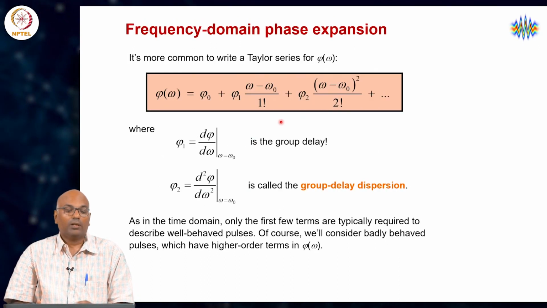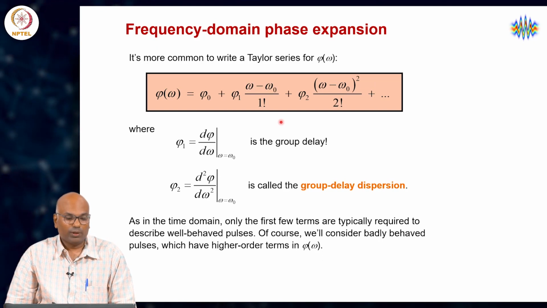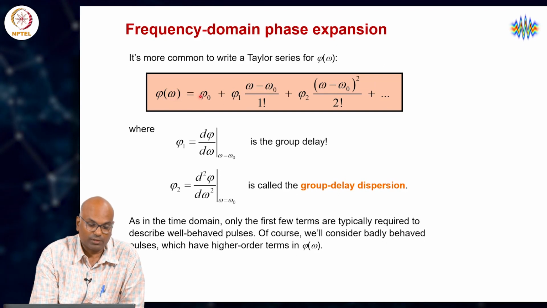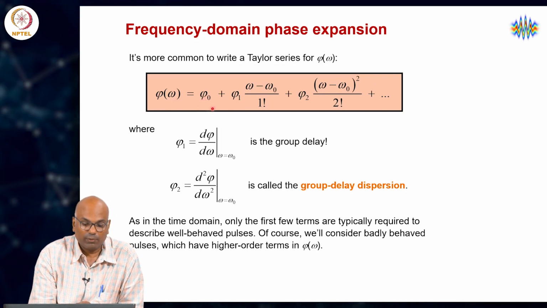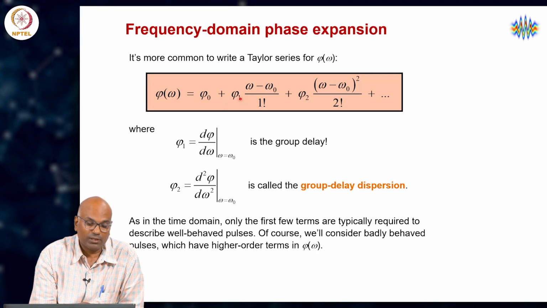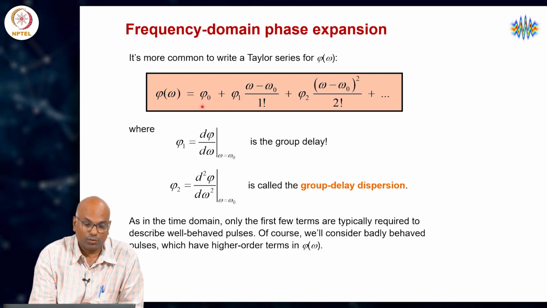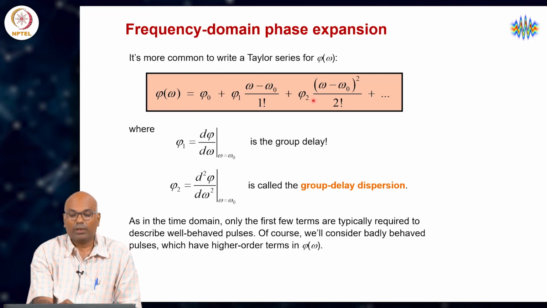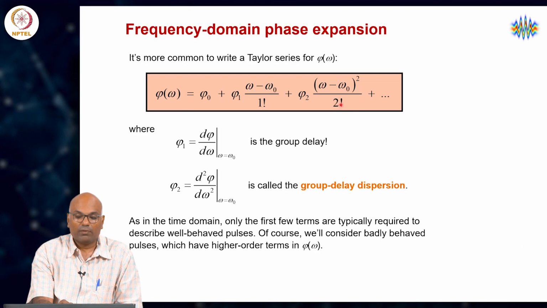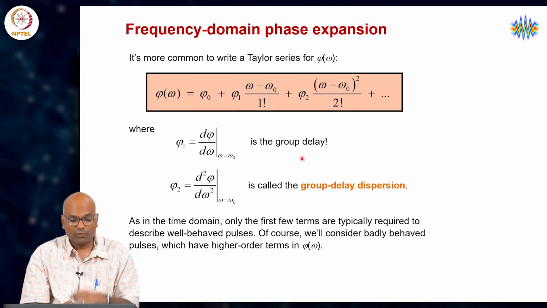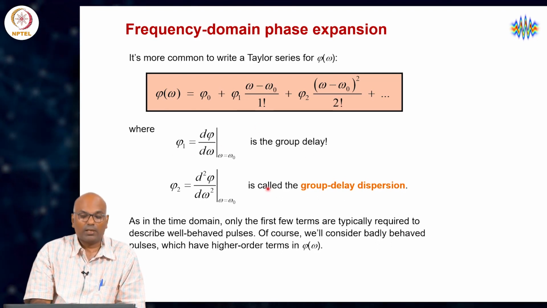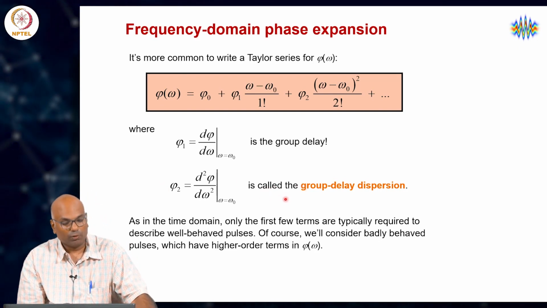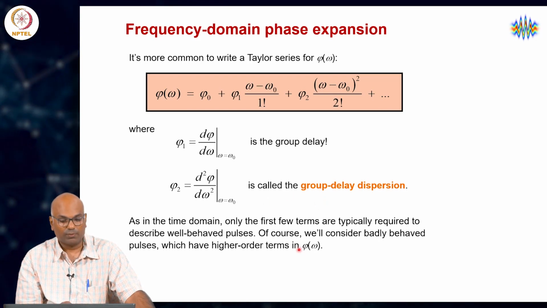We saw that. A corresponding description in the frequency domain would involve once again expanding the spectral phase function phi of omega this time, in the frequency domain, wherein the Taylor expansion about omega naught leads us to phi naught plus phi 1 (omega minus omega naught) plus phi 2 (omega minus omega naught) the whole squared divided by 2 factorial, and so on and so forth. Now, here phi 1 has the interpretation of the group delay, which we have seen quite a lot, followed by phi 2, the dispersion of group delay or group delay dispersion.